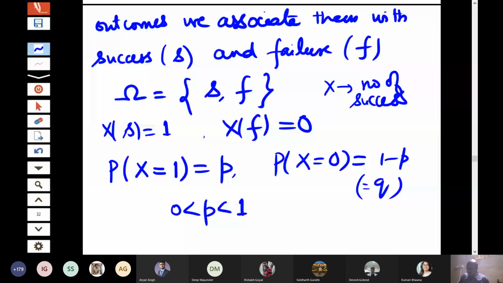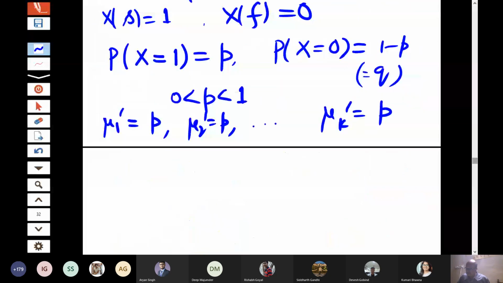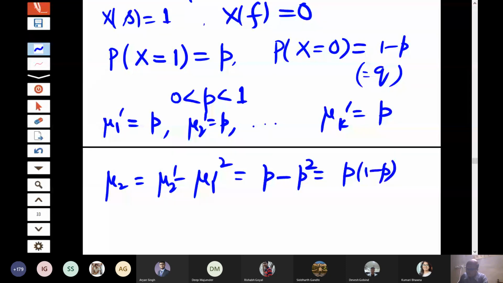Since here the values of the random variable are only 0 and 1, what will be the moments? Because the power of 1 and 0 does not change the value, all the moments are p. For example, mu1 prime is p, mu2 prime is also p, and so on. Mu k prime is also p. All the moments are the same. So you can calculate the variance, etc. Variance is then mu2 prime minus mu1 prime square. So that becomes p minus p square, that is p into 1 minus p, or we also write it as pq.